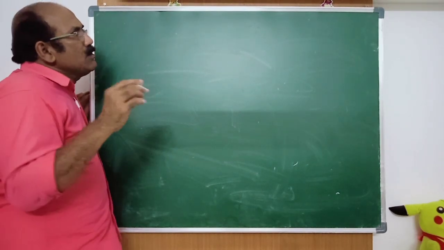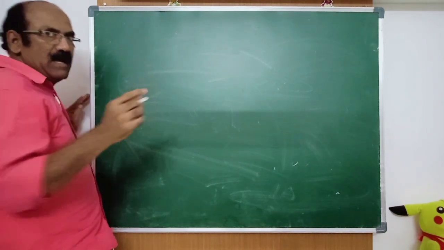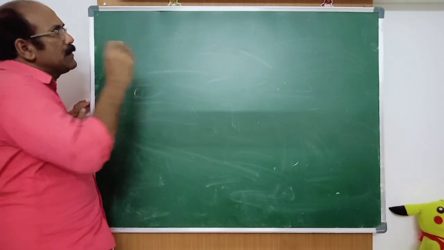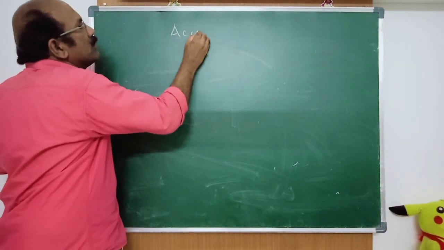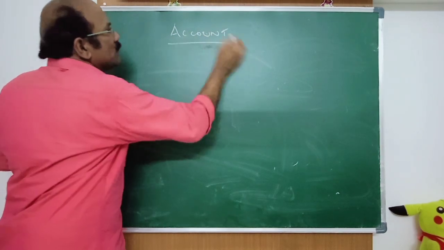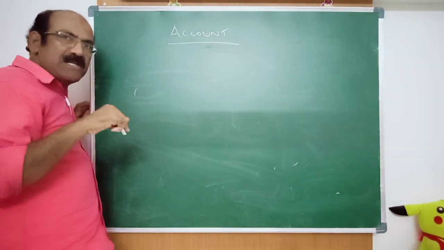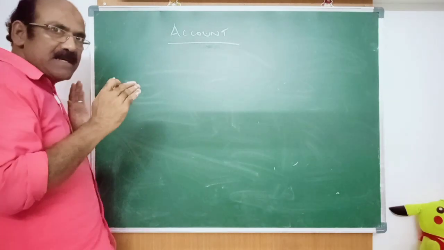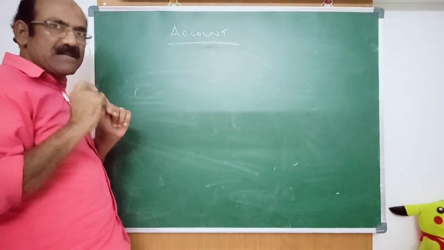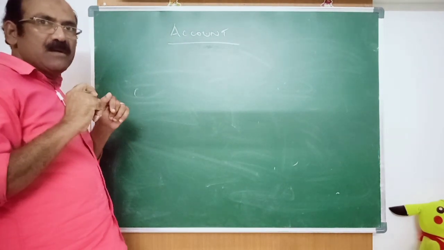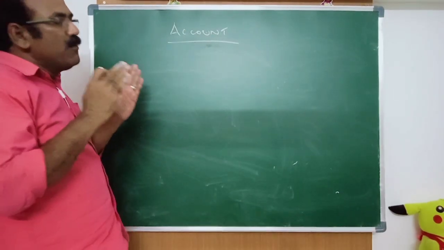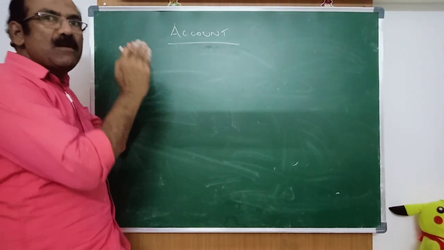I'm going to show you what is account. I have explained this in my previous class. I'm writing here account. What is account? Account is a place where you will place the information of similar type in a business transaction, in the bookkeeping of a business transaction. This similar type of information will be placed in one place.